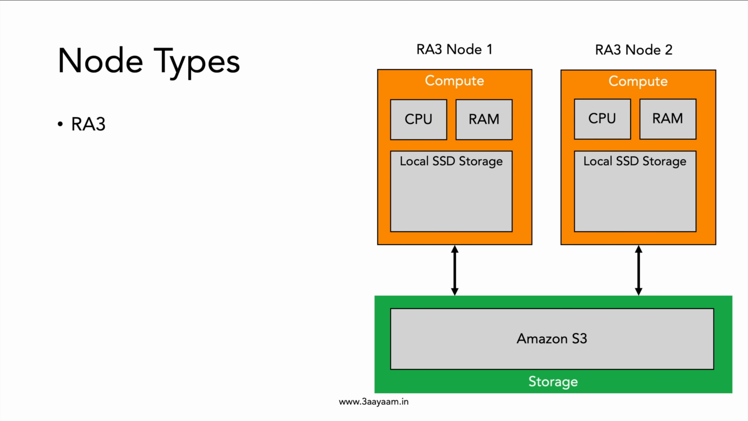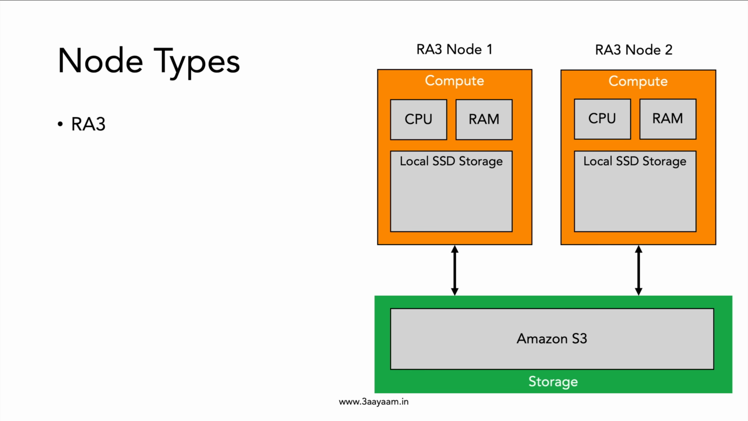So if you see here, we can scale the compute separately from the storage. If I need more compute processing or more power to process my complex queries, I can add more RA3 nodes without touching the storage. I do not have to scale the storage. I can scale the compute separately. So it works both ways. Either you scale the compute independently of the storage, or you can scale the storage independently of the compute.